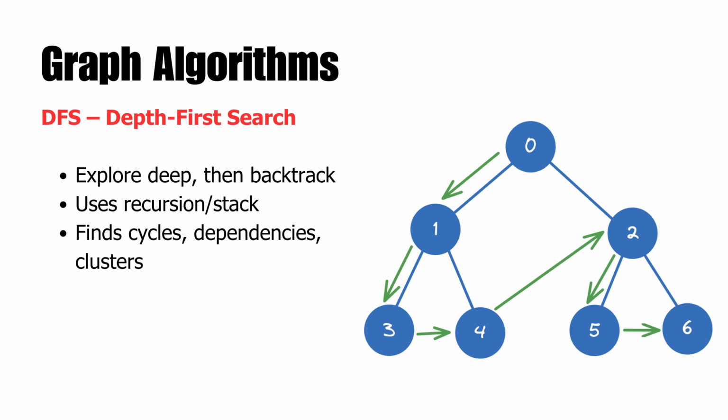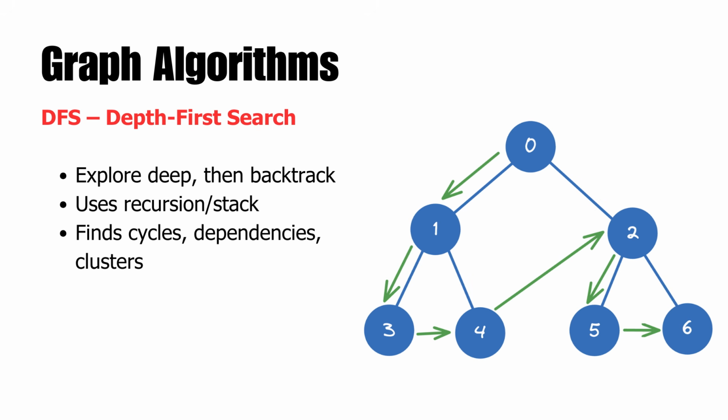Depth-first search, DFS, is another fundamental graph traversal algorithm. But while BFS explores breadth first, DFS explores depth first. Starting from a node, it follows one path as far as possible before backtracking. Think of it like exploring a maze. Follow a path until you hit a dead end, then backtrack and try another route.